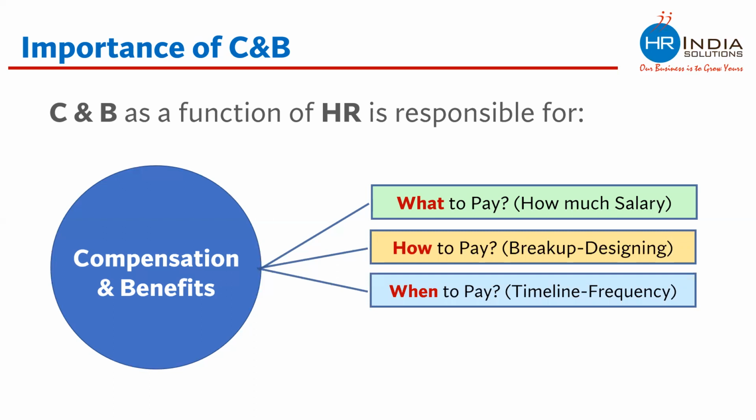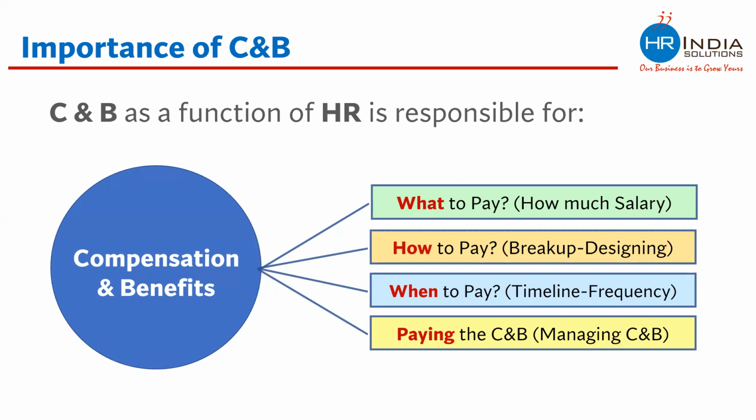Compensation and benefit function of HR is also responsible for deciding when to pay. I am referring to timeline or frequency. There are many companies where salaries are paid on the first, many companies pay salary on the third, and many companies pay salary on the seventh. In many companies, you will see that incentive or performance bonus is paid on a monthly basis. In many companies, incentives are paid on a quarterly basis, and there are a good number of companies where incentives are paid on an annual basis. When all these salaries should be paid, when all these incentives should be paid is something which is decided by the compensation and benefit function of HR.